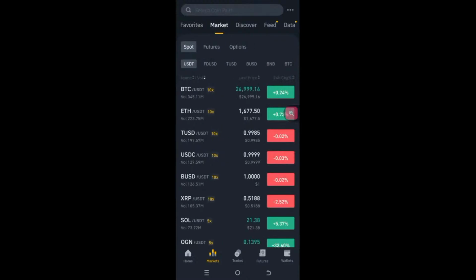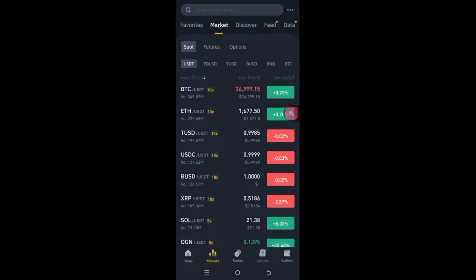Then you click on market. Now look at this. There are quite a number of markets here. We have the USDT market, we have FUSD, we have TUSD, we have BUSD, so many kind of markets, right? Yeah, so but what we need to look at are several different components to find the markets to work on.